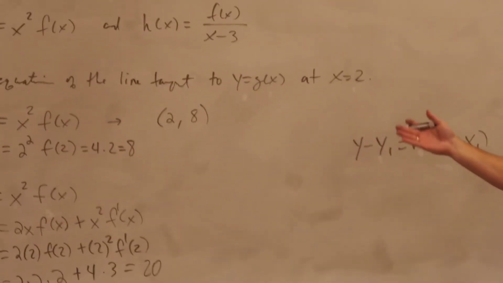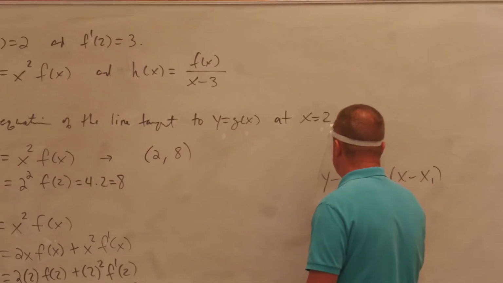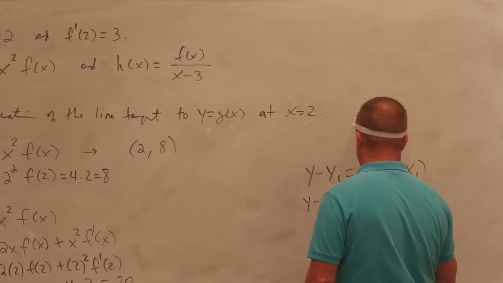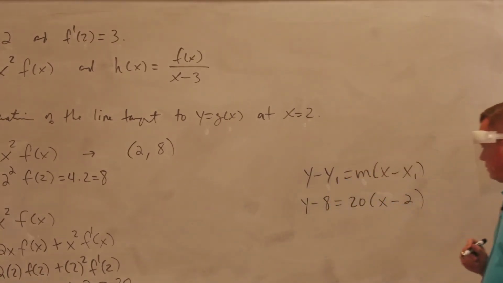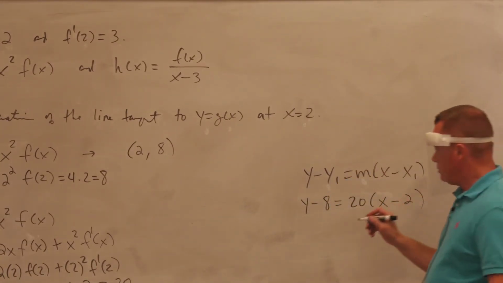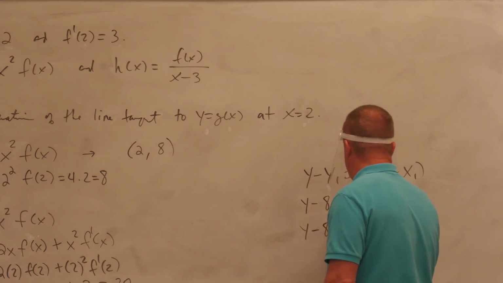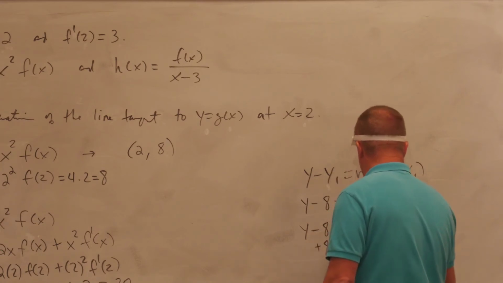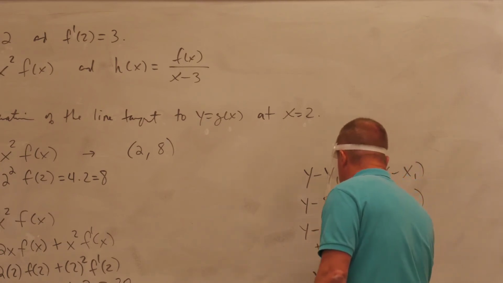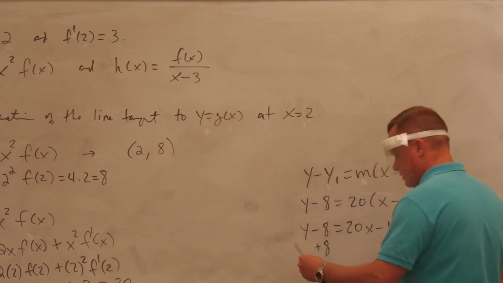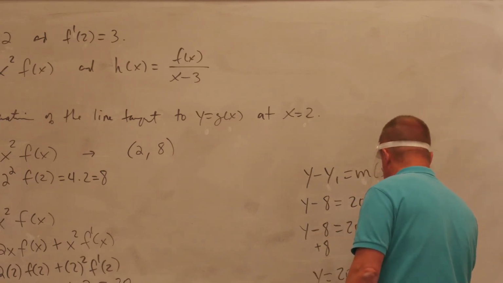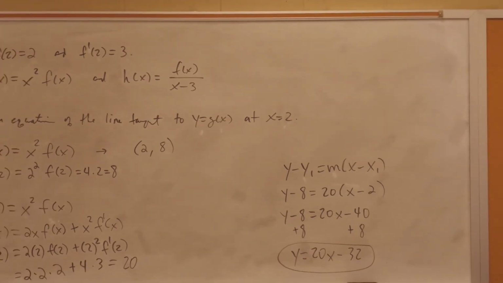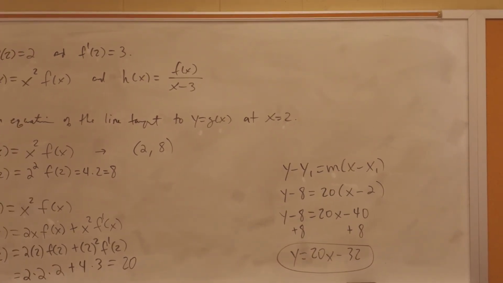So now I've got slope, I've got a point. So let's do y minus 8 equals 20 times (x minus 2). And then again, slope-intercept form is usually where we want to go. 20x minus 32. That would be the equation of my tangent line. Okay. Questions about that one?